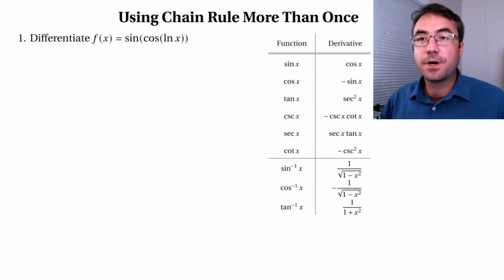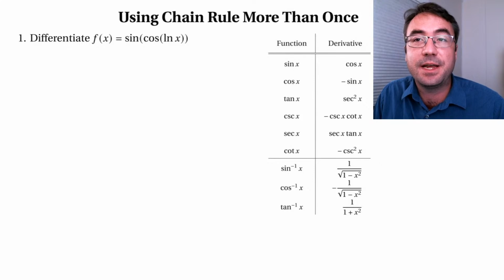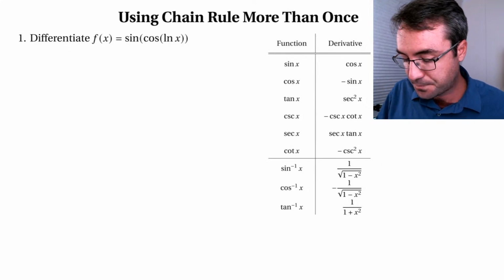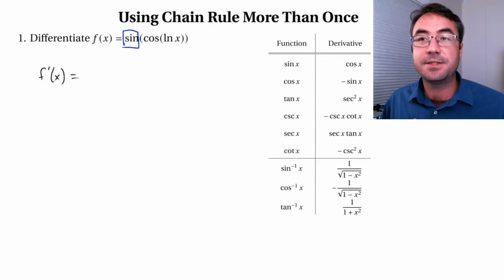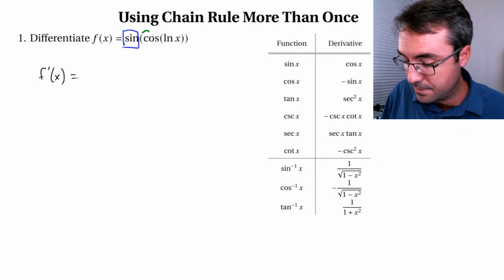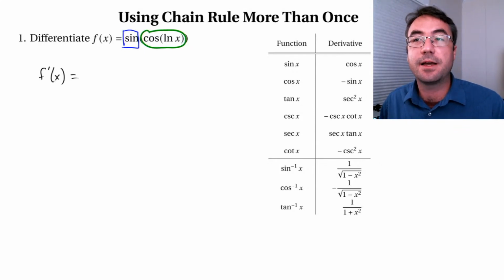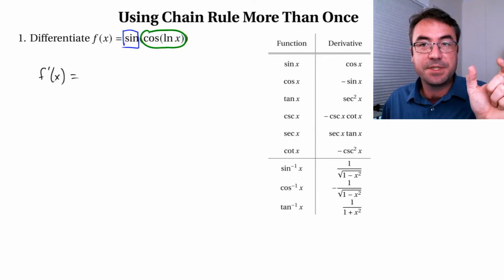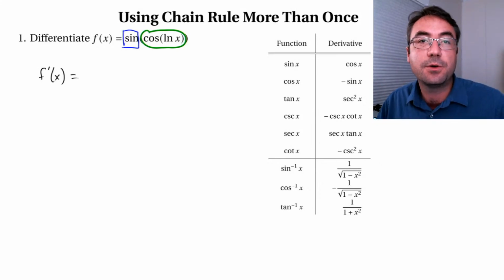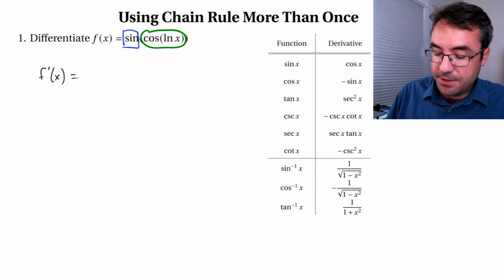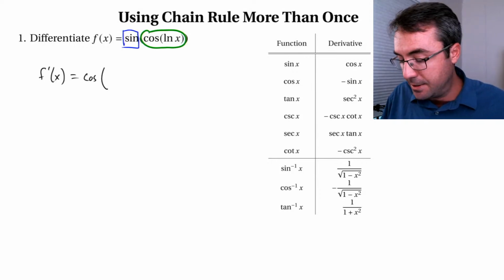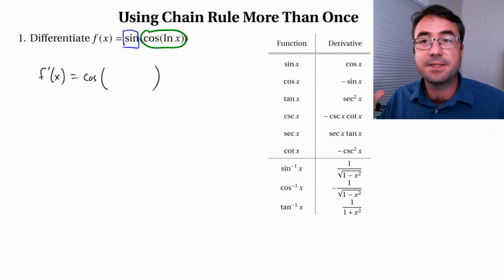We're going to differentiate the function sine of cosine of natural log x. So let's start it off. We're going to calculate f prime. And when we look at this, sine is our outer function, and cosine of natural log x is our inner function. So the very last thing we do is the sine, and then everything else inside the parentheses is cosine of natural log x. So when we apply our chain rule, we differentiate the sine function, we get cosine, and we keep everything inside the parentheses exactly the same.